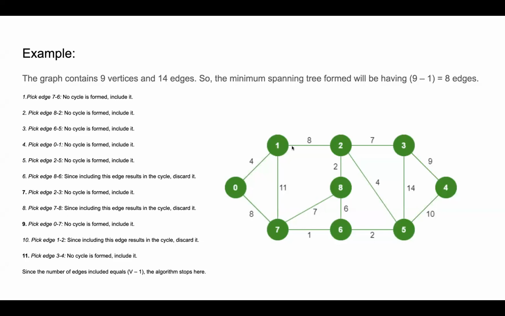Then 1 to 2. 1 to 2 is the next minimum cycle value, but it is resulting in a cycle, so we are discarding it. Then 3 to 4. 3 to 4 is 9 and no cycle is formed, so we have derived the spanning tree from the given graph.